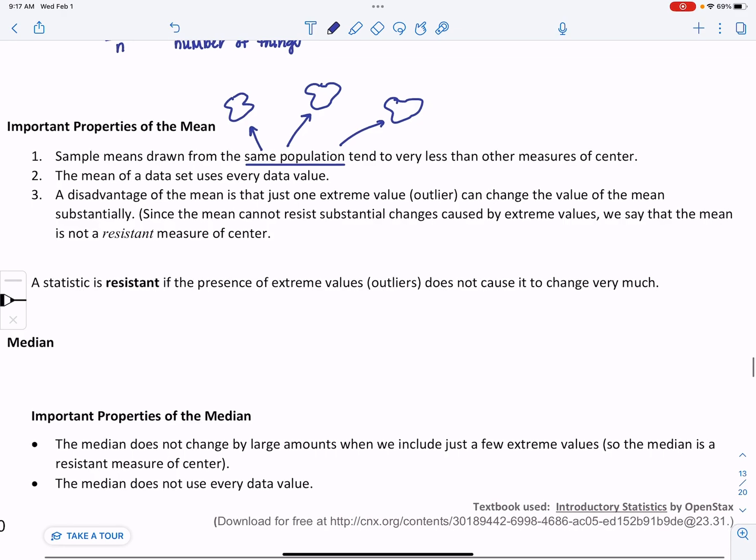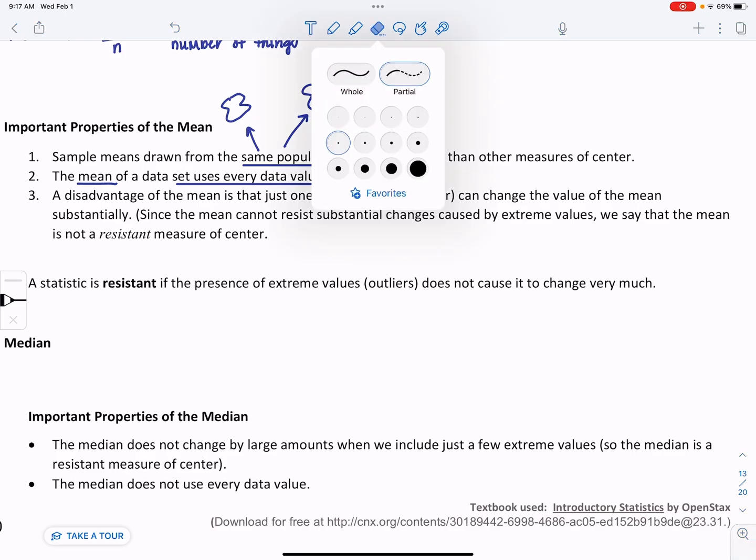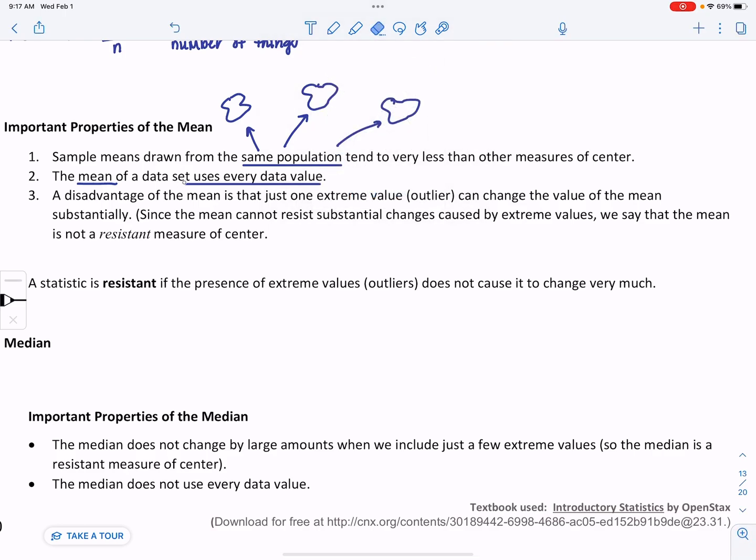The mean uses every single data value. When you calculate a mean, it's going to take into account every single number in that data set.